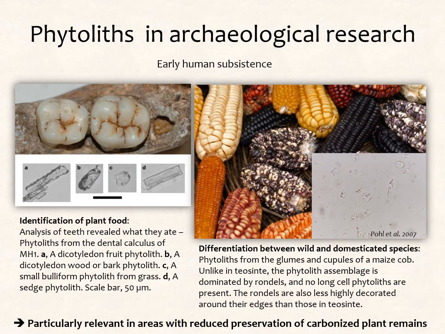Most phytolith studies, however, focus on human and cultural development and are directly generated within archaeological research. Phytoliths on artifacts or dental calculus provide evidence of early human subsistence on plants. This is particularly relevant in areas with reduced preservation of carbonized plant remains, such as the tropics and subtropics. Phytoliths of progenitor species of modern crops are of interest in following up the roots of agriculture.